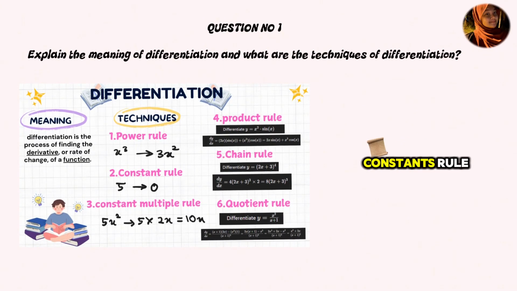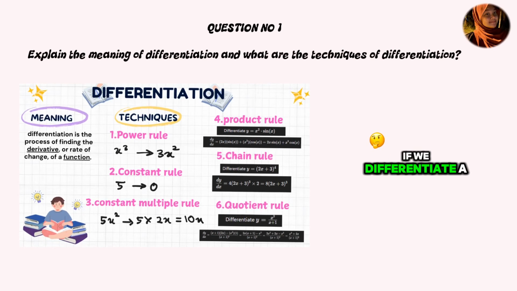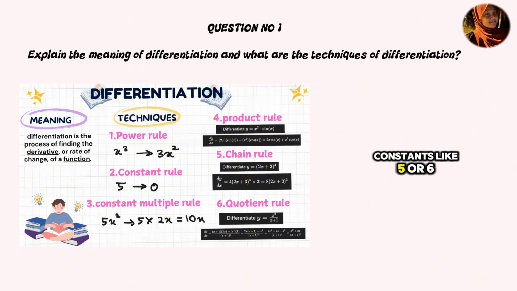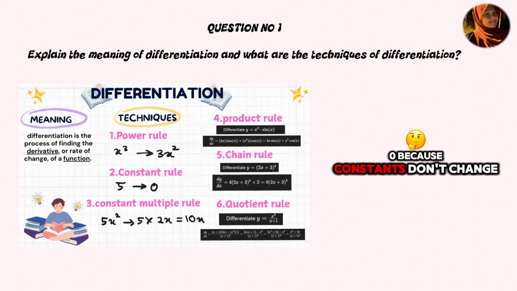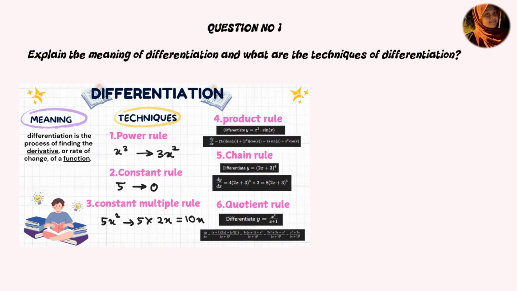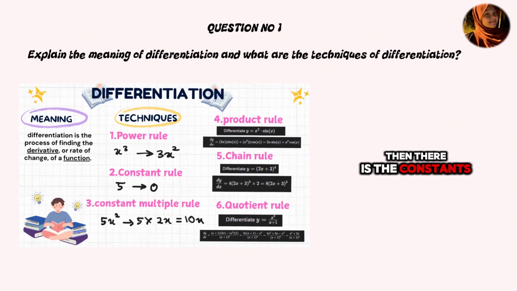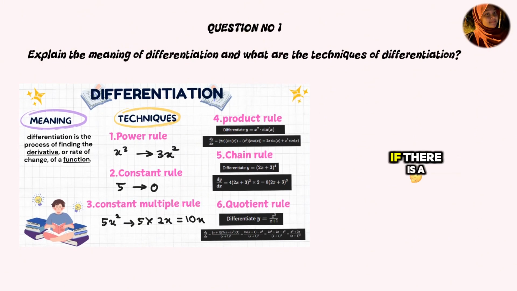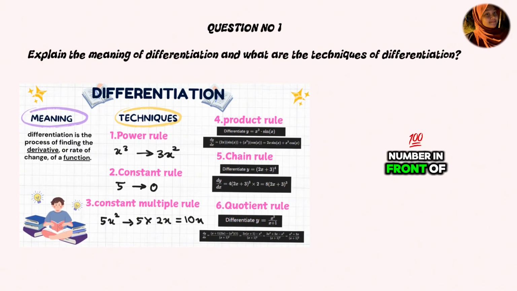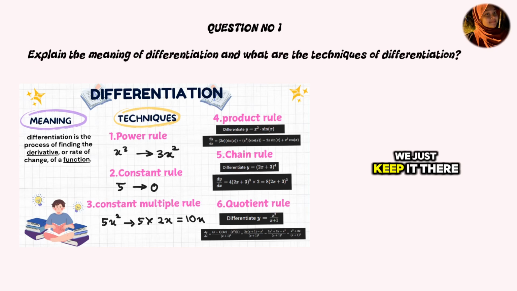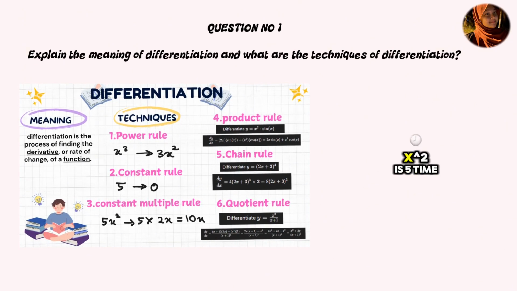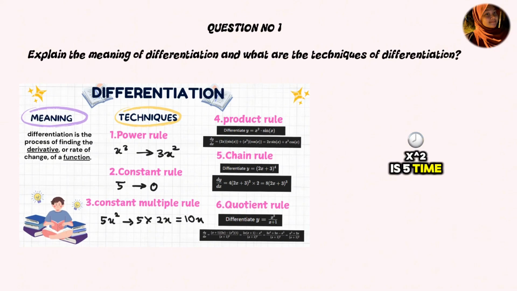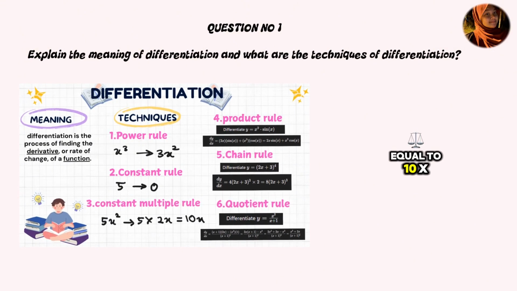Next, we have the constant rule. If we differentiate a constant like 5 or 6, the result is always 0 because constants don't change. Then, there is the constant multiple rule. If there is a number in front of a function, we just keep it there. For example, the derivative of 5x squared is 5 times 2x, equal to 10x.